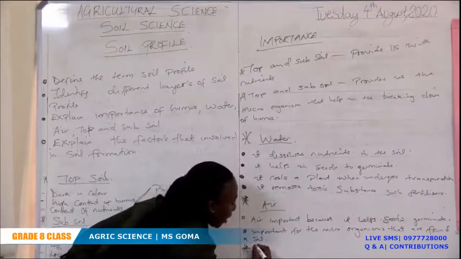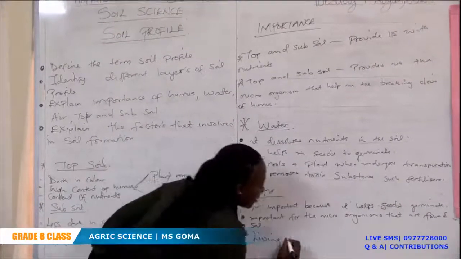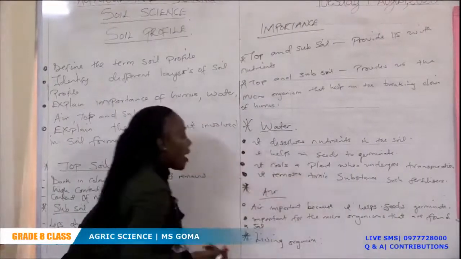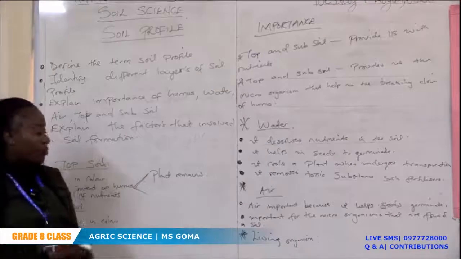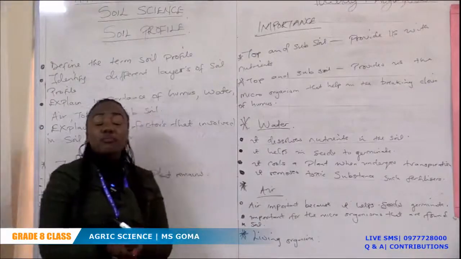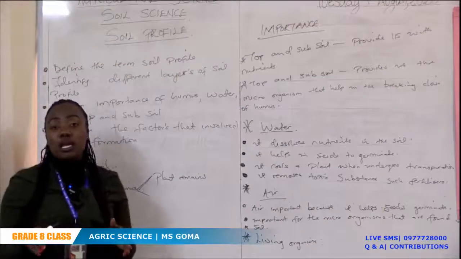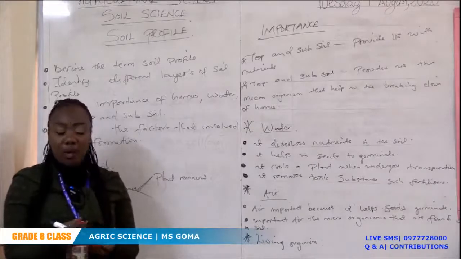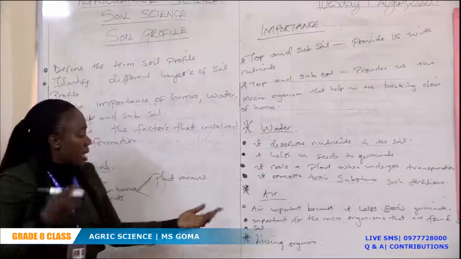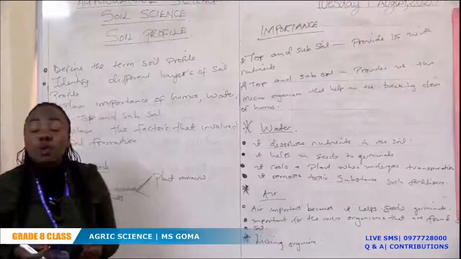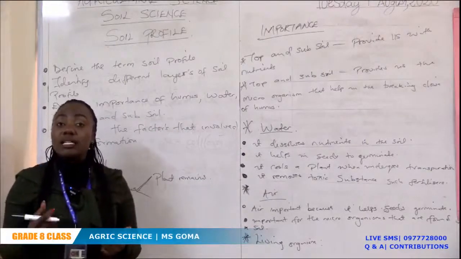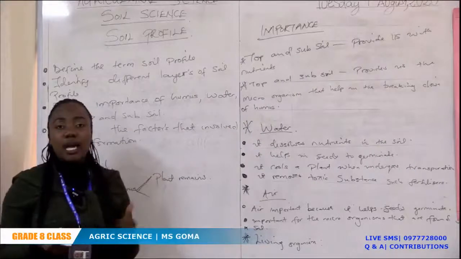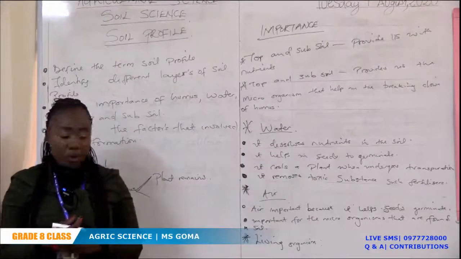The other importance: why are living organisms important? Living organisms are important in the soil because they make tunnels or spaces where water can penetrate. Also, living organisms are important to our crops because when they die, they rot. When they rot, they form humus, and humus is important for our crop growth.